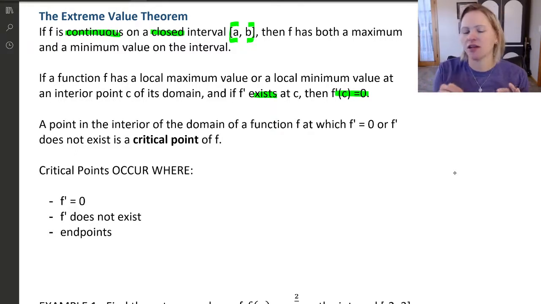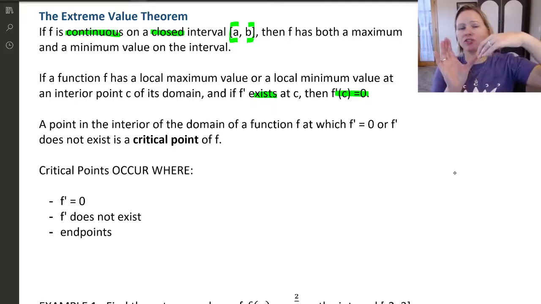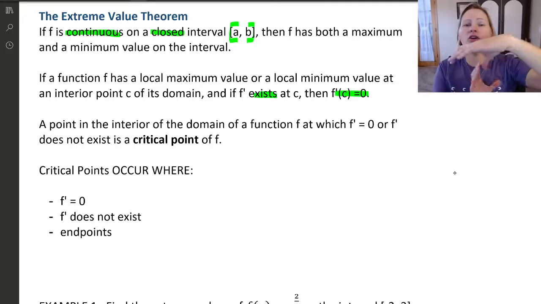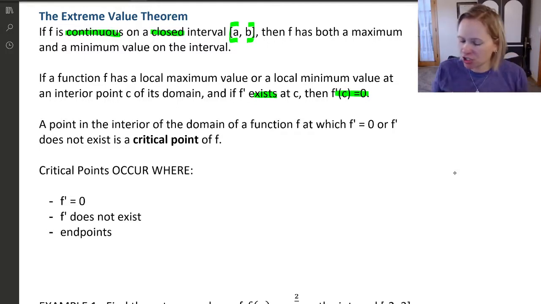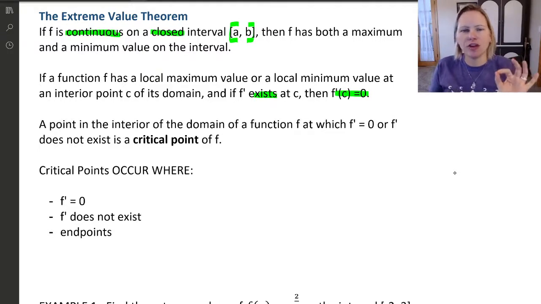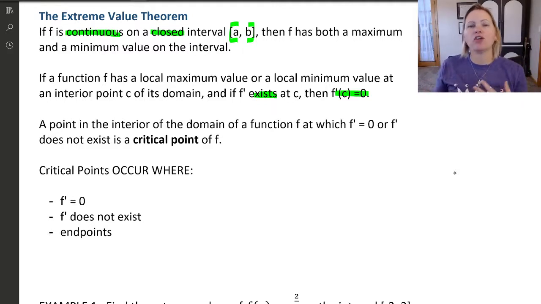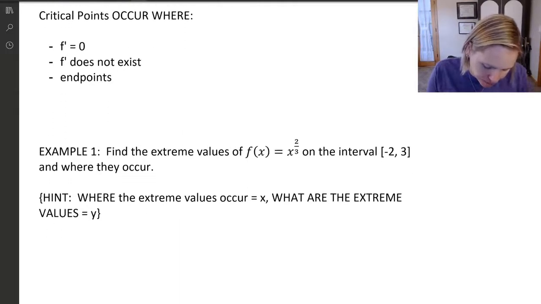Now we're going to talk about those in another video, but essentially a point of inflection is where my graph changes from being concave up to concave down or vice versa. So we have a change in concavity. That's a point of inflection. Now those are special and we'll get to those another day, but for now what you need to understand is that critical values include extreme values. So to find extreme values, we need to find all of the possible critical values. And those critical values are where the derivative is 0, where the derivative is undefined, or if we're on a closed interval, the endpoints.